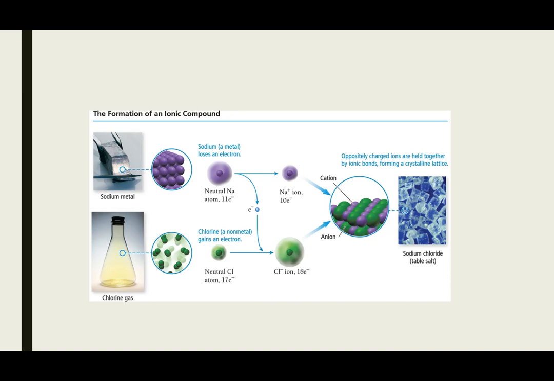So this is just showing you the formation of that ionic compound. The sodium is going to lose an electron and form a cation. The chlorine is going to gain that same electron. So the electron's transferring from the sodium to the chlorine. That forms an anion, and then the cation is attracted to the anion. And when a bunch of those get together, you form your crystal, and you get your sodium chloride.